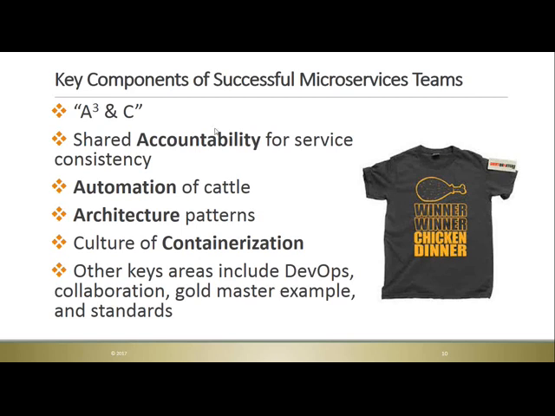So, key components of successful microservices teams. Well, no surprise that the winner chicken dinner here for me is really the A cubed and C. And why is that? Because accountability for sure, because we're talking about service consistency and really this notion of having across our teams the injection of security and standards in our base images for our containers, our patterns around how we're coding our microservices, the infrastructure that we're standing up, the sandboxes.